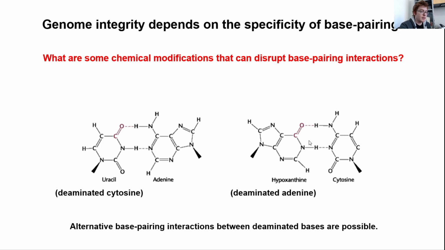And then similarly, when you have an exotic base like hypoxanthine that's produced from deamination of adenine, now our hydrogen bonding pattern is such that, instead of being able to form base pairing interactions with thymine, we can form them with cytosine. And so what should have been an AT pair is now going to be an AC pair. And so these alternative base interactions are what can lead to misincorporation of nucleotides if we try to copy strands that contain these deaminated residues.